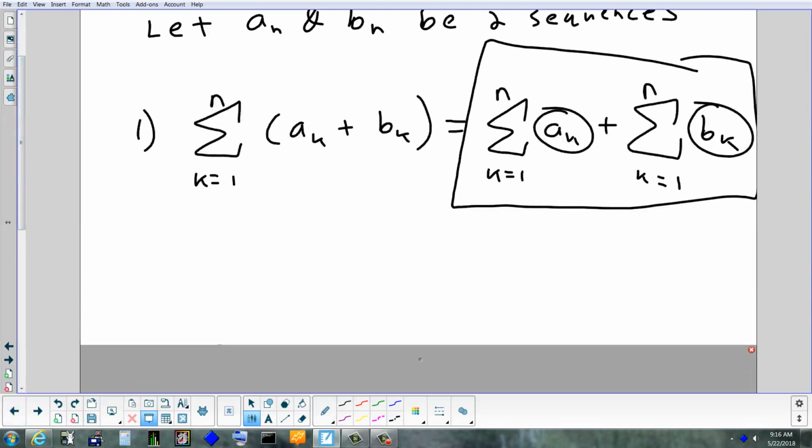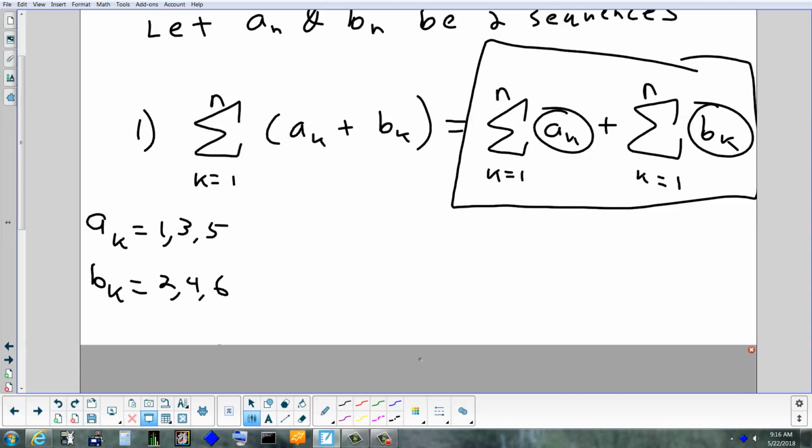Okay, and for the first one, I'll kind of show you why it works. I'm not going to go through this with all of them, but I'll just make up 2 very simple sequences, very short. Let A sub k be the sequence 1, 3, 5. Very short, simple sequence. Let B sub k be the sequence 2, 4, 6. So let's do it one way. Let's do what's on the left first, and then let's do what's on the right.